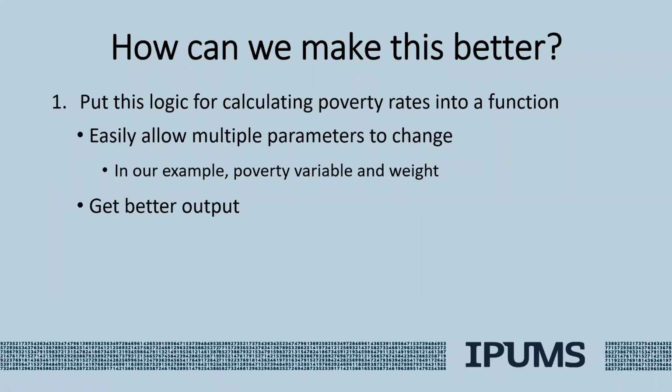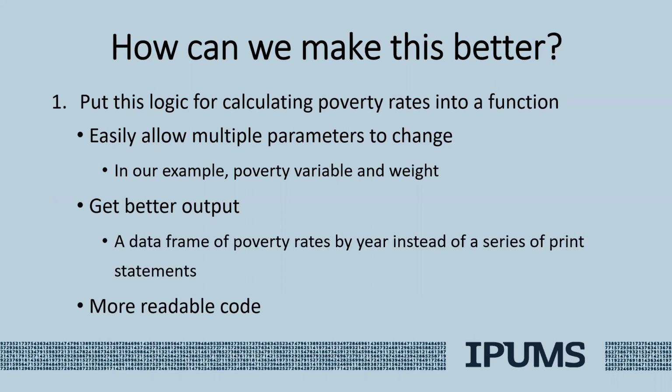It also allows us to get better output. We have more control over our output, and it's just easier for us to make use of it. We can get a data frame for poverty rates instead of just a series of print statements, which is not very useful. And if we give our function a descriptive name, we will get more readable code.